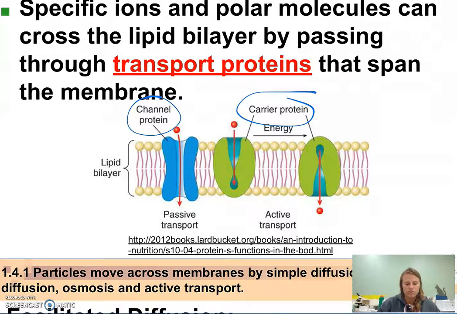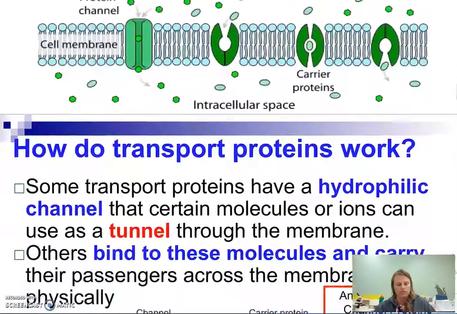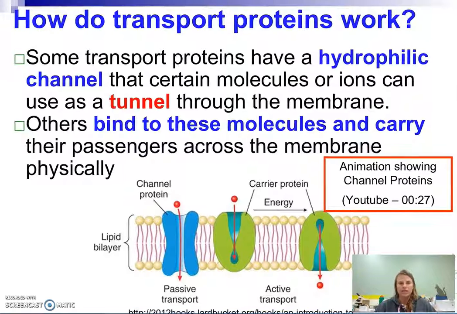Now, the channel protein does not require energy. A channel is formed where that molecule just passes through. However, carrier proteins involve energy because the shape of that protein needs to change in order to allow that molecule to come in. So like I said, how do transport proteins work? Either you have a channel that provides a tunnel, whereas others bind to those molecules and then carry their passengers across the membrane.